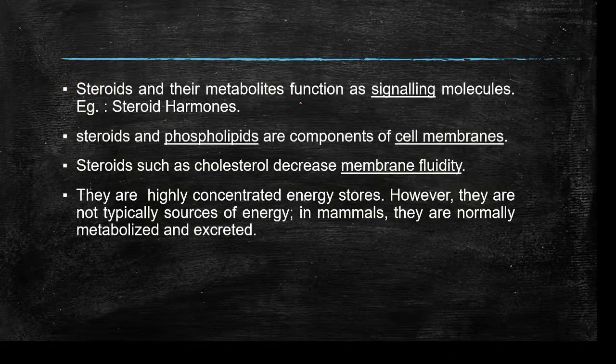So steroids and their metabolites function as signaling molecules, for example steroid hormones. So they help in signaling, that is, they pass on information from the nervous system to the brain. Okay, steroids and phospholipids are components of cell membrane. So they are one of the important components of cell membrane. Steroids such as cholesterol decrease the fluidity of the membrane, so it increases the sturdiness of the cell membrane. They are highly concentrated energy stores, so they have a lot of energy in them, but they are not typically utilized as a source of energy in mammals. They are normally metabolized and excreted. How they are metabolized and excreted, we will see in future classes.